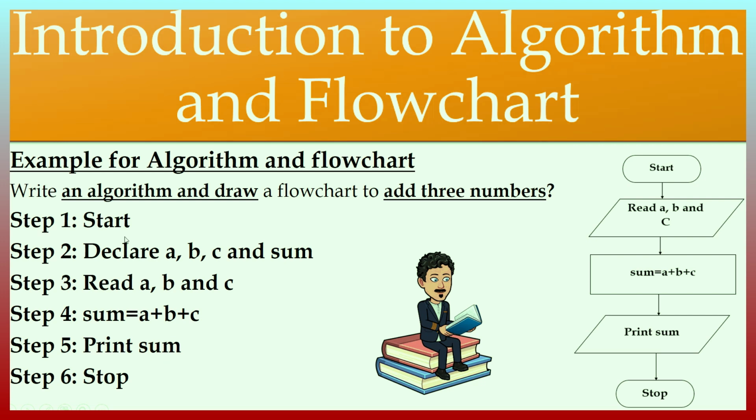So this is an example of an algorithm, right? Start. Second is declare, which informs what variables we are going to use in the program. Step 3, get the values from the user: A, B, and C. Step 4, do the process, that is addition, A plus B plus C. Step 5, we want to show the result, that is print sum. Step 6, stop. Now we want to convert this algorithm into a flowchart.